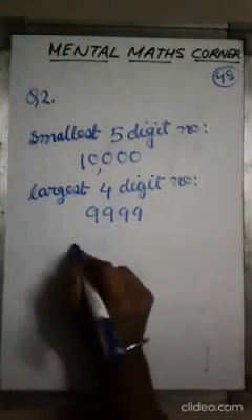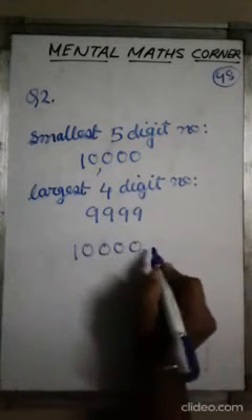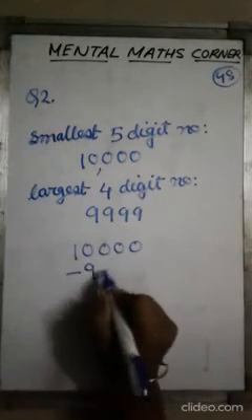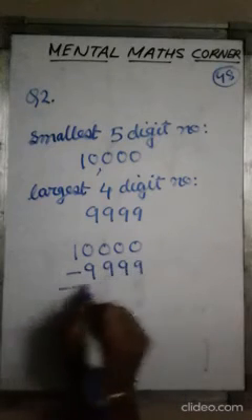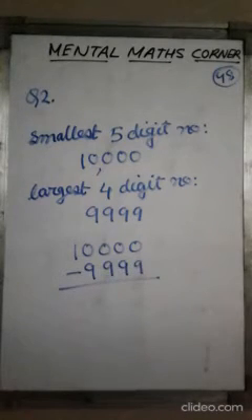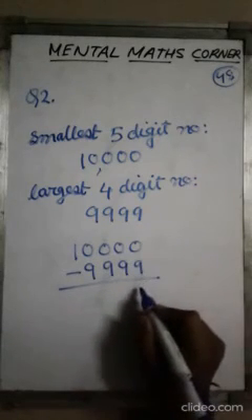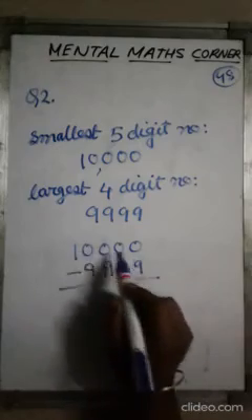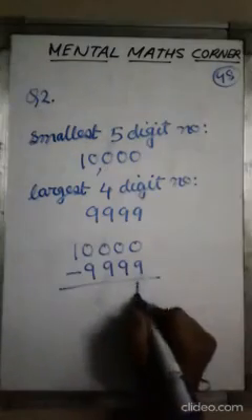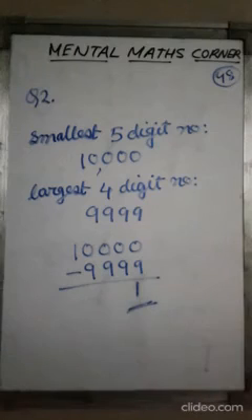The difference means you have to subtract the 4-digit number from this 5-digit number. What is the answer? If you subtract, you get 1. So this is the answer for question number 2. Question number 3 and question number 4: fill in the blanks. You do it as homework.